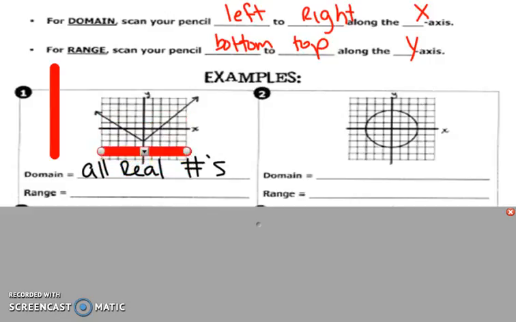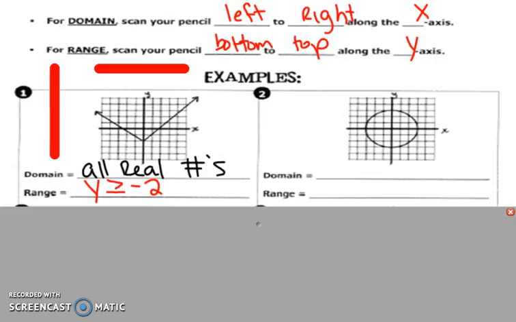Now, for my range, if I take my pencil and scan it from bottom to top, if you notice, it doesn't actually hit until I get to -2, but then it continues to hit every single point. So when we go to write our range, it is y, in this case, greater than or equal to -2. My y values do not start until my pencil hits -2. And then it goes up from there, so it has to be greater than or equal to -2.